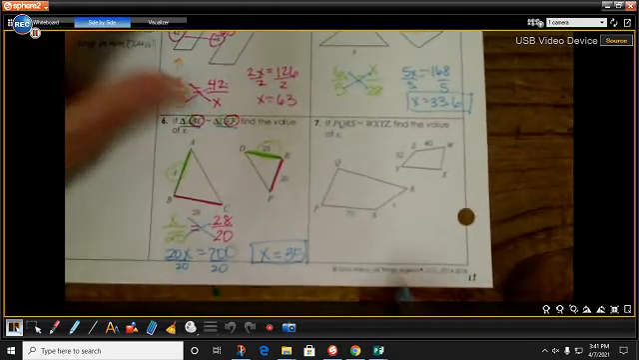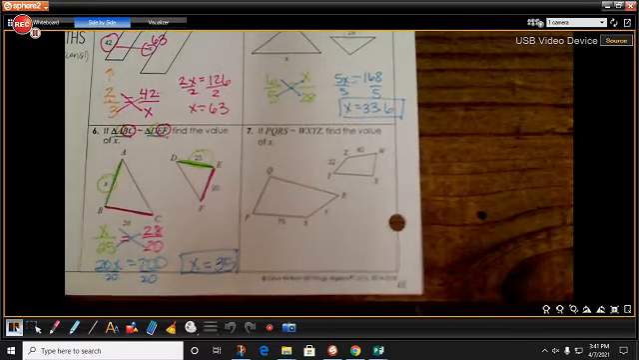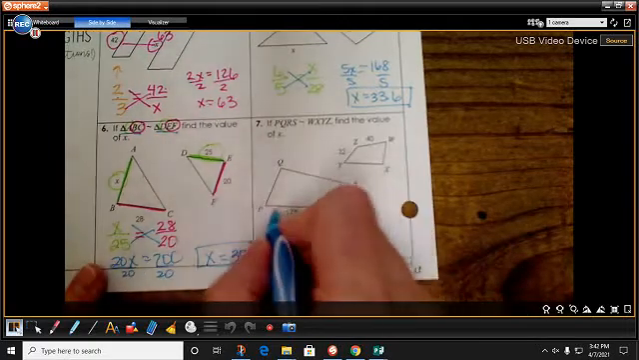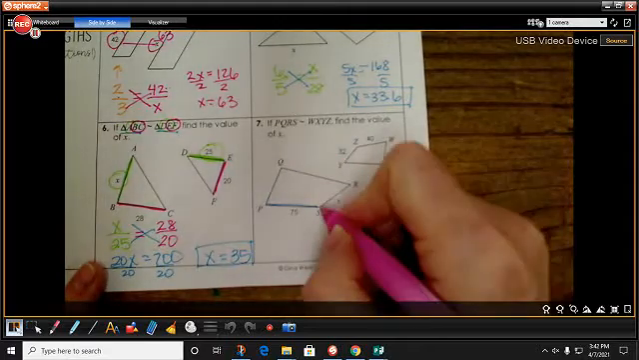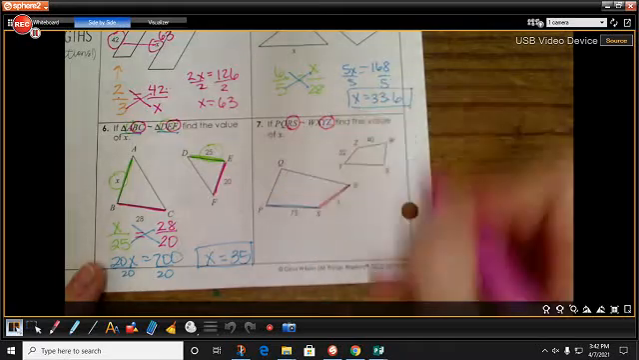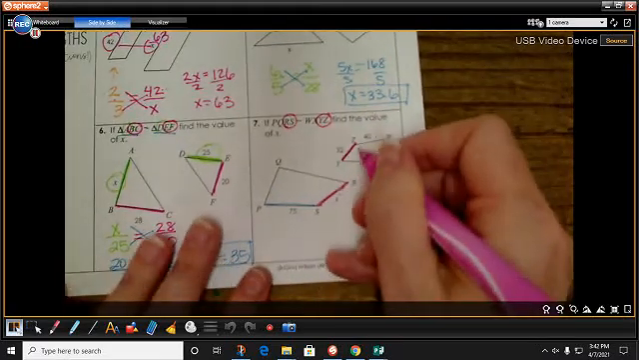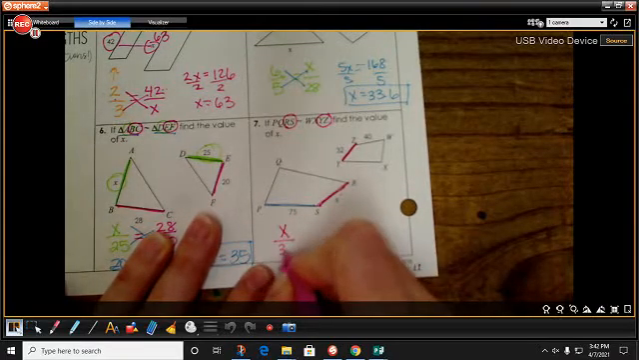And then number 7, we're going to use the same thing. Again, I don't know my scale factor, but it doesn't matter because all my ratios should be equal. So I need to find some parts that are corresponding. So it looks like I have PS and I have RS here. So let's see, RS would have to go with YZ. So I'm going to do RS to YZ. So that's going to be x to 32.